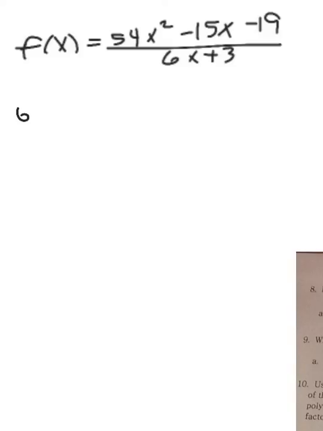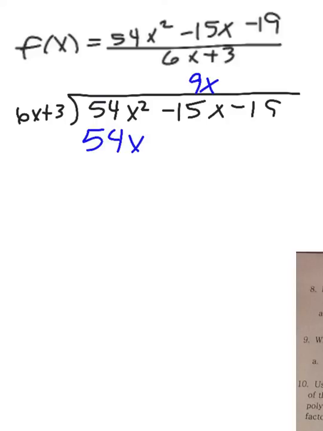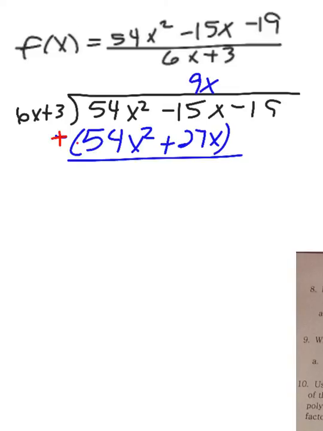All right, so I'm going to put 6x plus 3 on the outside as the divisor there. And 54x squared minus 15x minus 19. All right, so 6x times 9x gives me 54x squared. And then I have plus 27x. Remember, we are subtracting. So don't forget to do same, change, change. So the 54x squared minus 54x squared. Negative 15x minus 27x, that is negative 42x. And then bring down the minus 19.